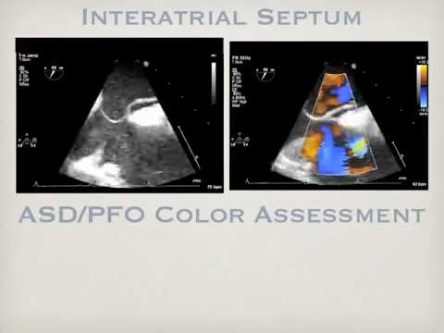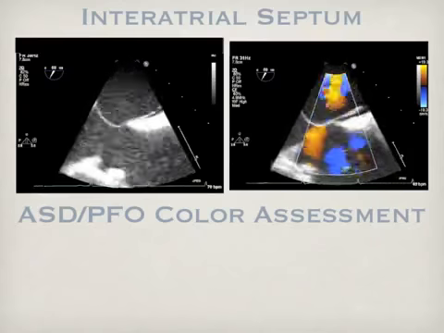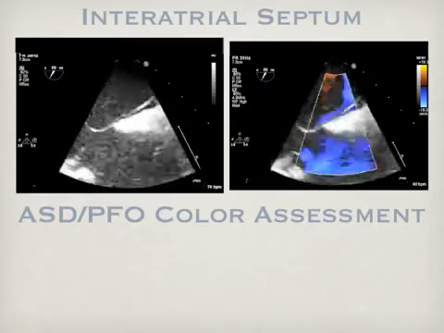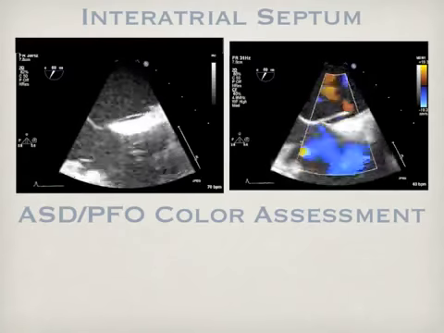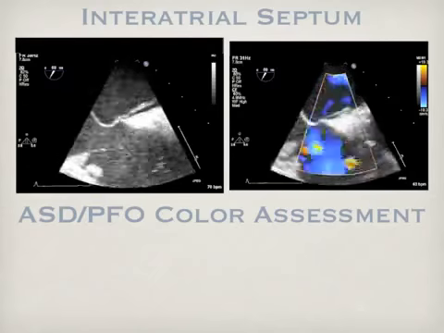The atrial septum can be assessed in the bicaval view at 60 to 120 degrees, focusing on the right atrium. Color flow at a low velocity, around 20 to 30 centimeters per second, can reveal flow across the septum, consistent with a PFO or ASD.